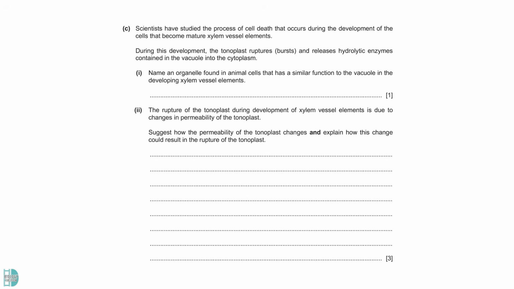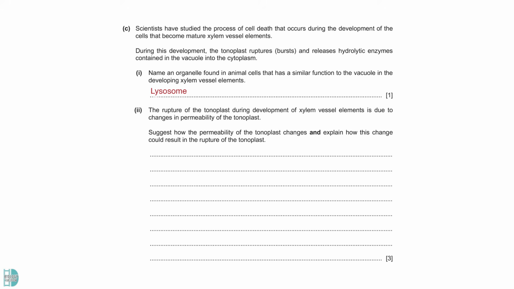C talks about a vacuole that releases hydrolytic enzymes to the cytoplasm. You have to name an organelle found in animal cells that has a similar function to the vacuole in the developing xylem vessel elements. There is only one organelle with a membrane that can release hydrolytic enzymes in animal cells. It is lysosomes.